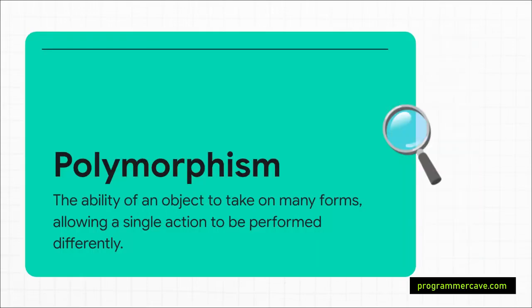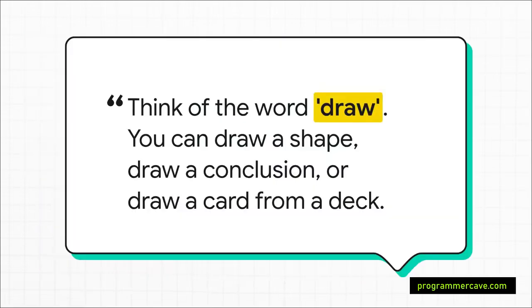And our final pillar is polymorphism. This literally means many forms. This is the principle that gives our code incredible flexibility. And honestly, it's an area where Go's philosophy really shines, usually through its beautifully simple interfaces. Think about the word draw. Its meaning totally changes with context, right?